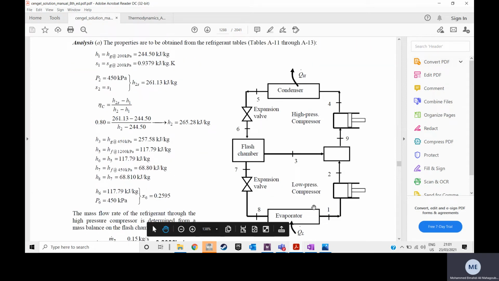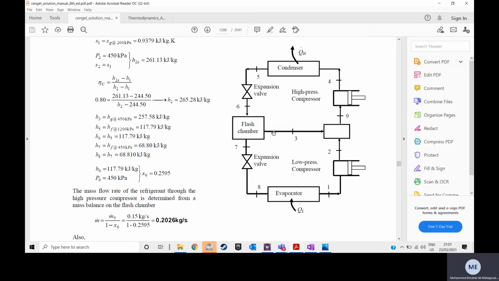S1, that's the entropy here, nothing else. And what else do we need? So this is the first compression process. He made the entropy constant, and then find what is H2S. And then because he has an isentropic efficiency, he needs to find H2, as I told you.